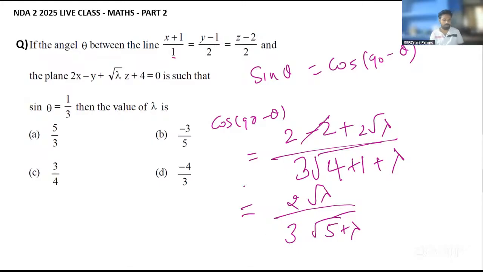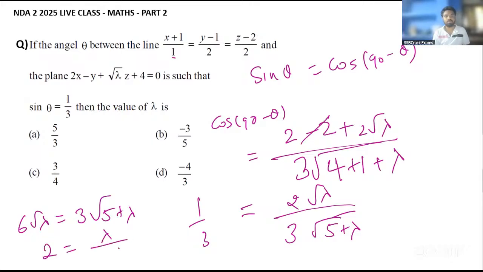So if you solve these equations, then sin theta is given to be 1 upon 3. Then cos(90 minus theta) is sin theta, which is 1 upon 3. If you cross multiply it, it is 6 times root lambda is equal to 3 times root 5 plus lambda. Then it is 2 is equal to root of lambda upon 5 plus lambda. If I take a square on both sides, it is 2 squared, 4.